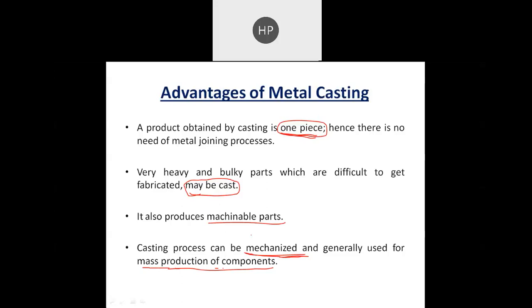So it is not necessary that we go for casting for a single piece or two pieces. When we have a large production, we can go for a casting process. So that is also one advantage of the metal casting process.